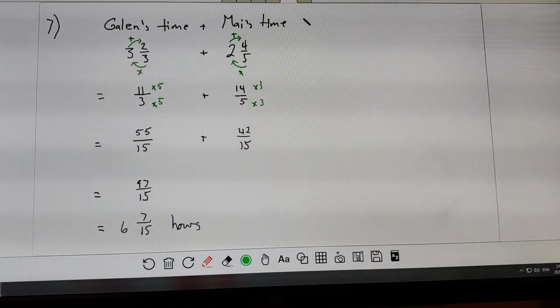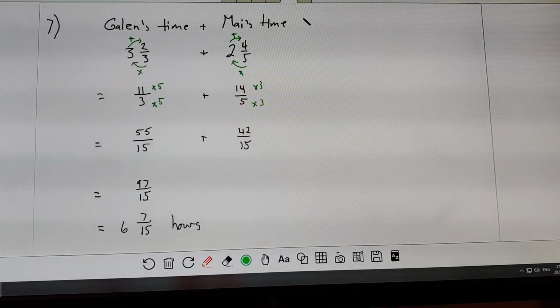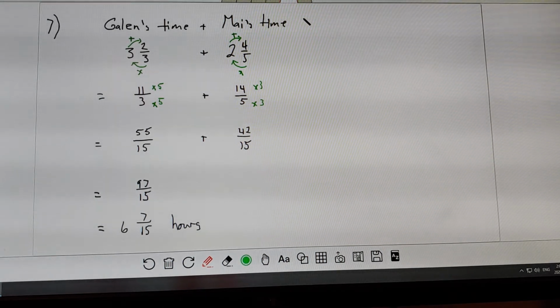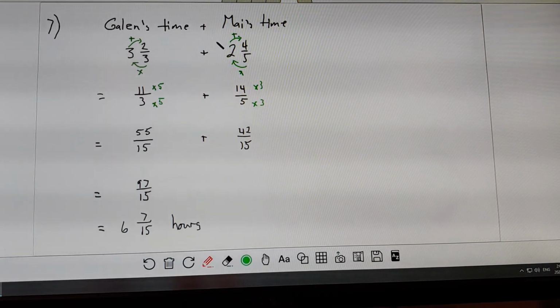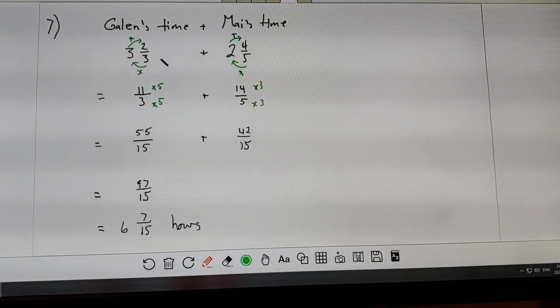Okay, so number 7 said 2 students, Galen and May, worked on a project. Galen worked for 3 2/3 hours. May worked for 2 4/5 hours. What was the total time working on their project? So there's Galen's time and May's time. You can see I'm changing them to improper fractions.